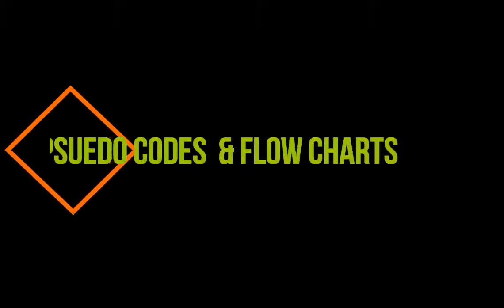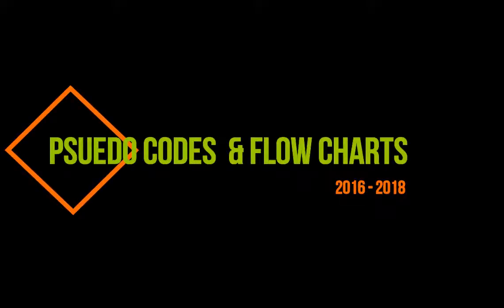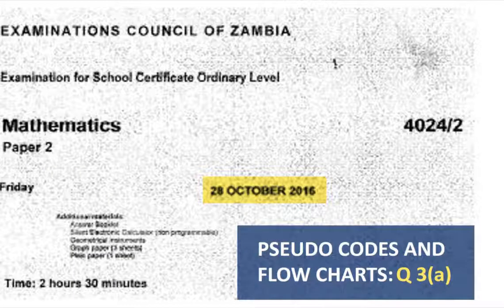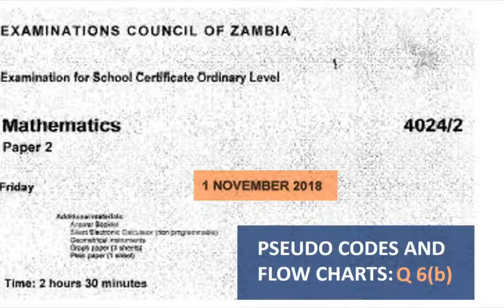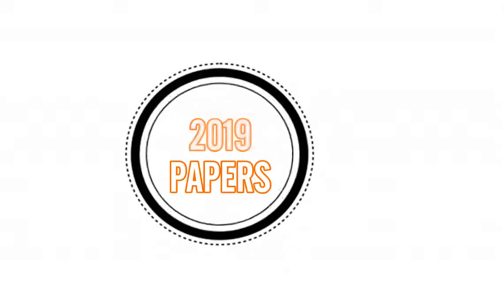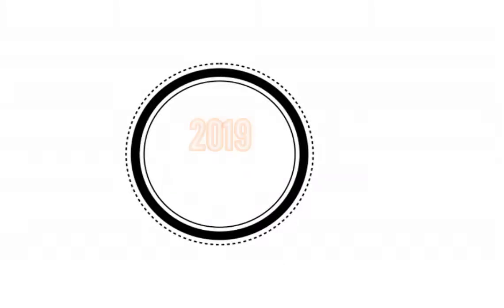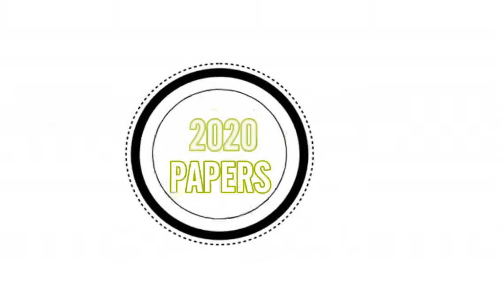Today we are going to be dealing with pseudocodes and flowcharts. We'll start with the 2016 paper 2 question that came, then we'll go to 2017, 2018, and that is where we are going to end. However, you should watch out for the rest of the other questions being answered from 19 and also the 2020 paper.